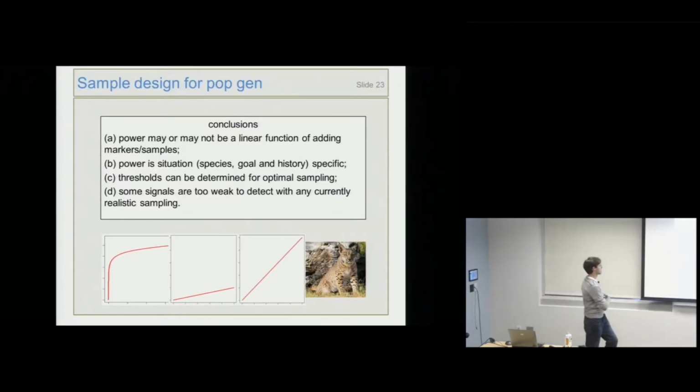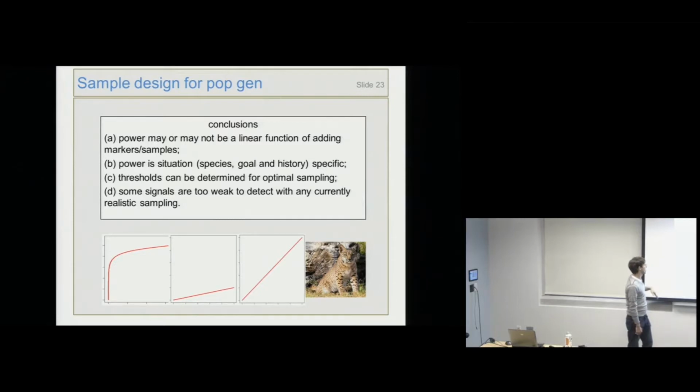So that wraps up the first postdoc that I did. Here are some general conclusions. We may or may not see a linear function as we increase our sampling effort. Power is definitely going to be situation-specific, study-specific. We might see some cases where you reach a threshold past which there's no point in adding more samples.